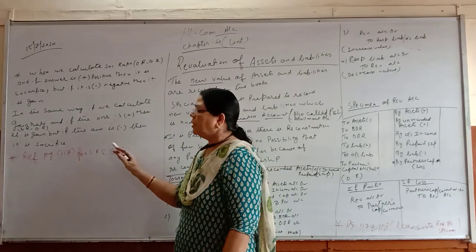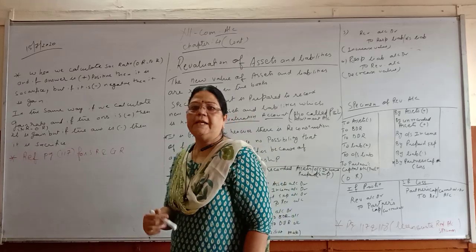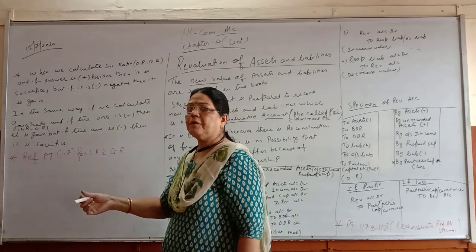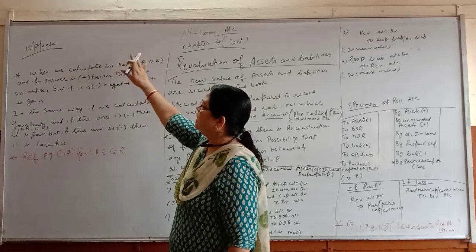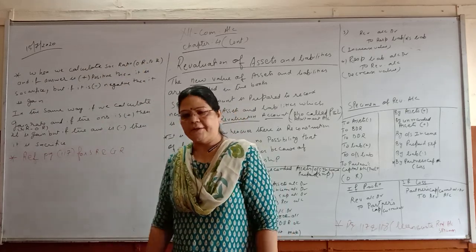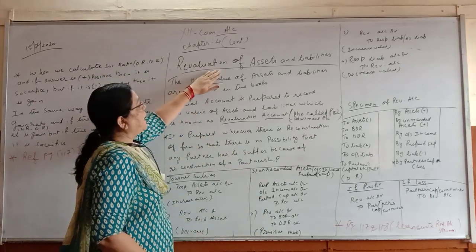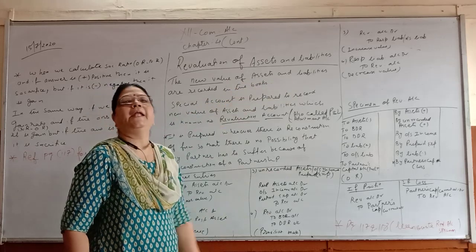And also for giving the effect of goodwill, that we will see later on in the next chapter for admission and retirement. So this is all about sacrifice ratio and gain ratio. Today our topic is revaluation of assets and liabilities.